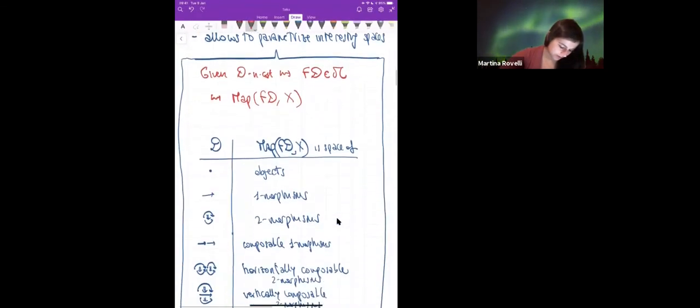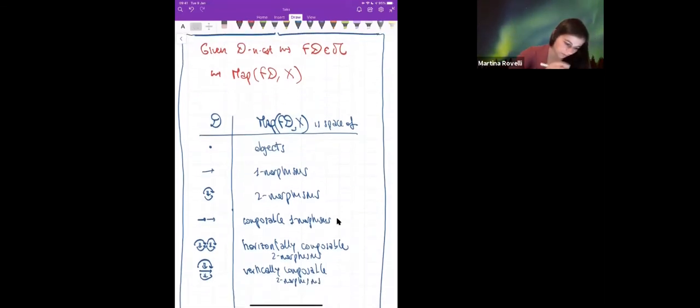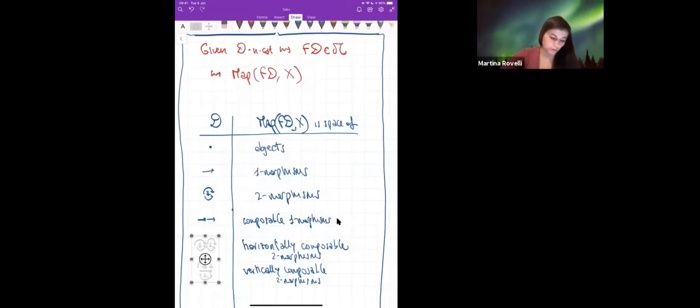So even when D is somehow trivial, here I wrote some toy values that D could take. I took the category with one point, the walking one morphism, the walking two composable one morphisms, and then horizontally and vertically composable two morphisms. But if I map out of these not particularly interesting categories, then what I am describing is the space of objects, one morphisms, two morphisms, and composable morphisms in different flavors in a given infinity n category X. And this is something that we do want to have access to.